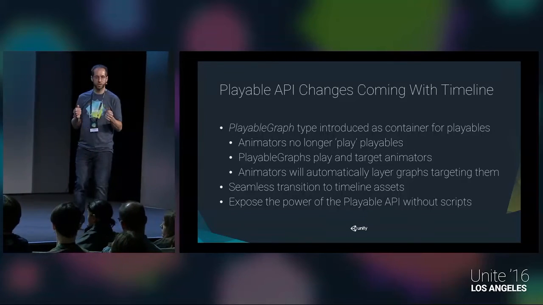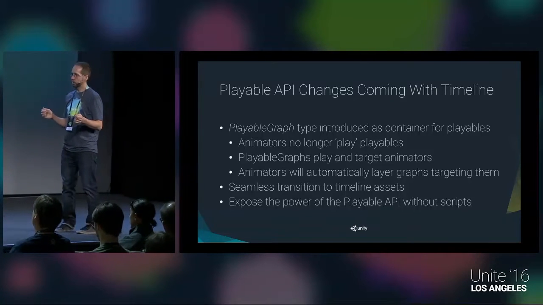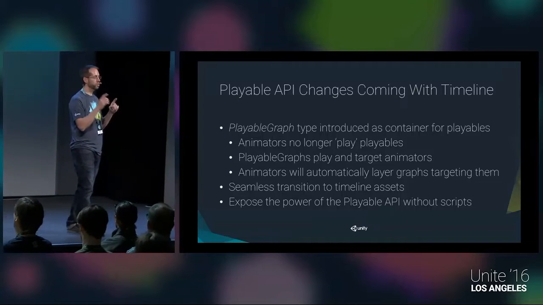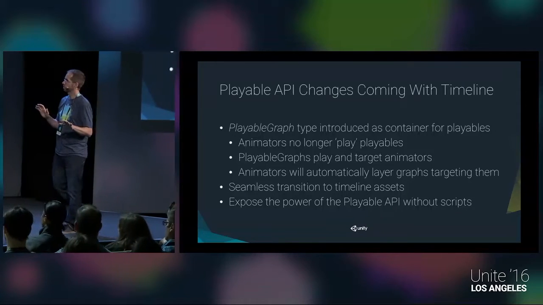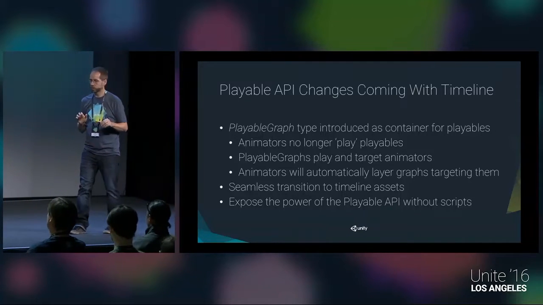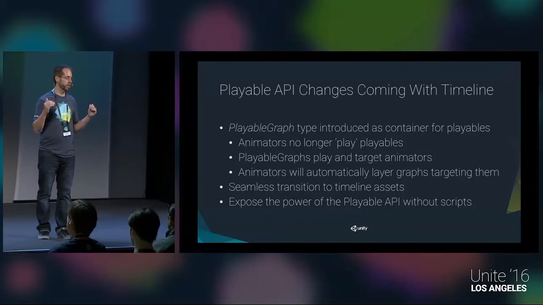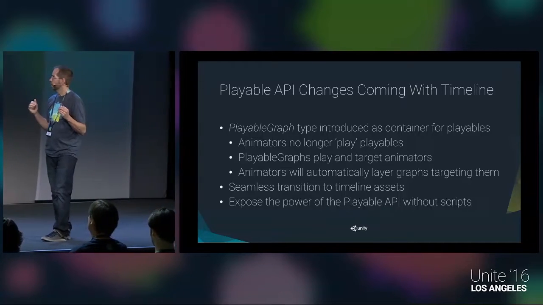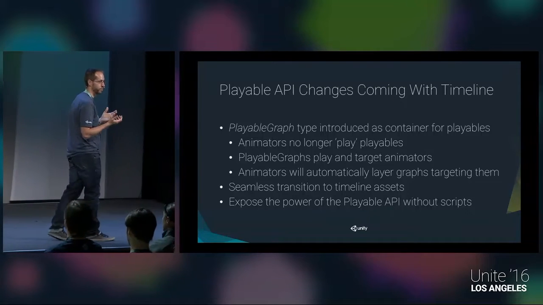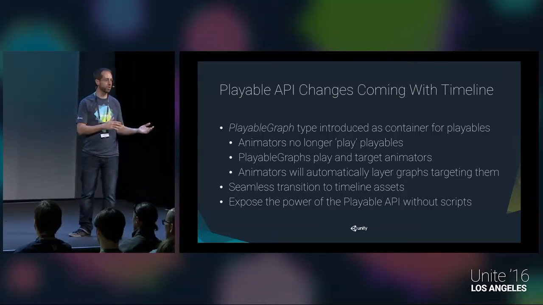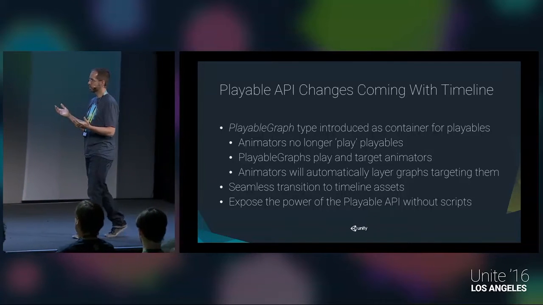And animators, you'll never tell an animator, hey, play this playable. What you're going to do is you're going to build graphs. And the graphs themselves are the things that are going to play, and they'll target whatever they need to do to play. Right? So this minor paradigm shift, but it really opens some doors for us. So animators themselves will know that they're being targeted and will automatically layer these things. Right? And so this is going to allow us to do gameplay to sequence. This is one of the biggest questions that I get whenever I tell anyone I work on timeline is, oh, can I go from gameplay into a timeline and then back? And this is how we're going to do it.